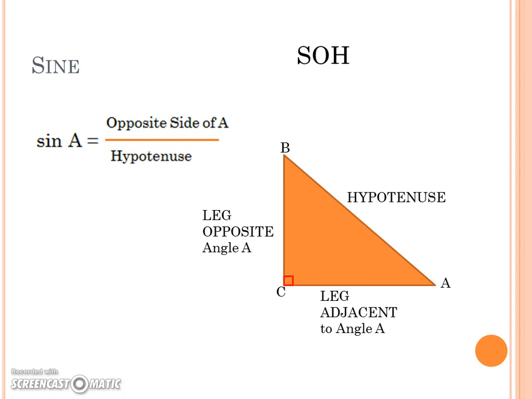And the trig function is always based off of the angle that is given. So in this question, it just wanted angle A. So you have the leg that's opposite of angle A, the hypotenuse, and the leg that's adjacent to angle A. Adjacent just means the side touching the angle that isn't the hypotenuse.